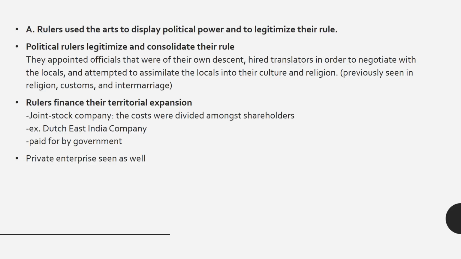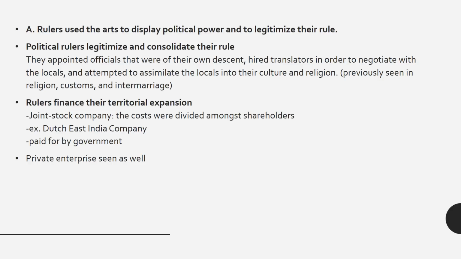But how do we pay for all this? Because these empires are trying to expand and do land reclamation projects and forge empires overseas. Well, that takes a lot of money. And so the best way we do that is seen by three different methods. One, joint stock companies, where we see costs of exploration and expansion divided amongst shareholders, kind of similar to what we do today with the stock market.